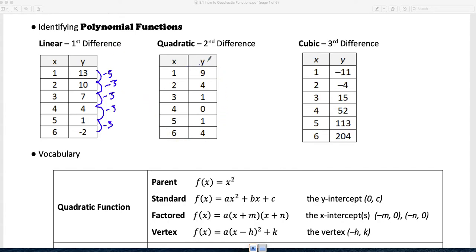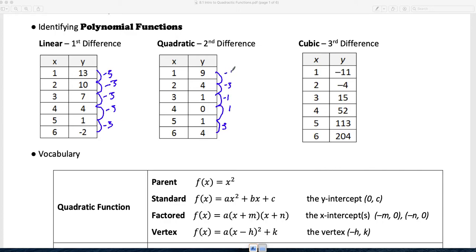This is a quadratic function, and you can't really recognize this from the table, but by the end of this lesson you'll be able to. But let me show you what a second difference looks like. And this is how I know it's quadratic, at least one of the methods. So 4 minus 1 is going to give me a 3. 1 minus 0 is going to give me 1. 0 minus 1 is a -1. 1 minus 4 is a -3. And 4 minus 9 is going to give me a -5.